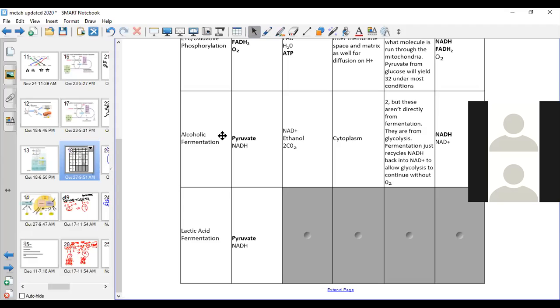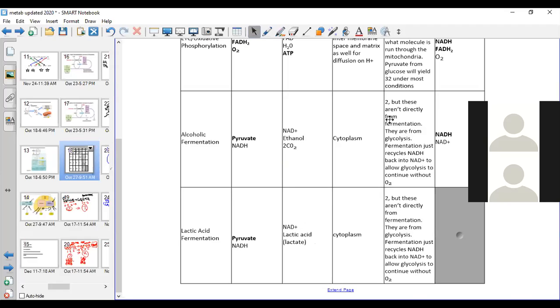Look here. This is alcoholic fermentation, and we get alcohol. If this is lactic acid fermentation, what do you think we're producing here? Lactic acid. There you go. And lactic acid. That's right. It's not too bad. So cytoplasm as well. That's an easy one. 2, that's easy as well. And then my electron donors and acceptors are going to be the same. There's very little difference between those.